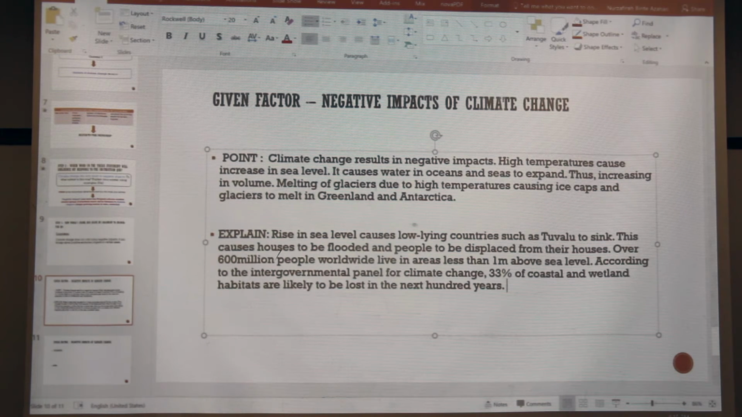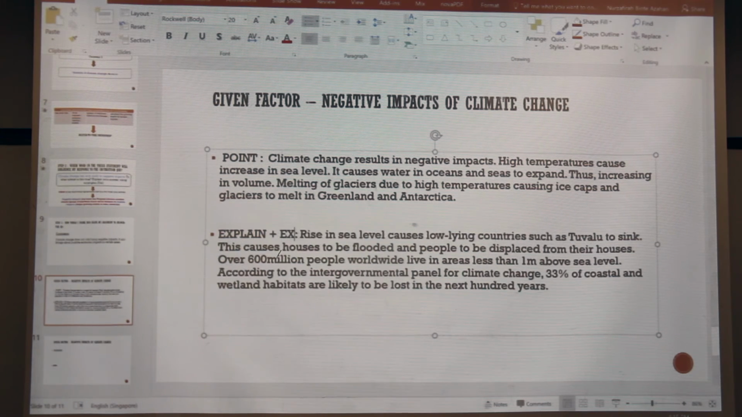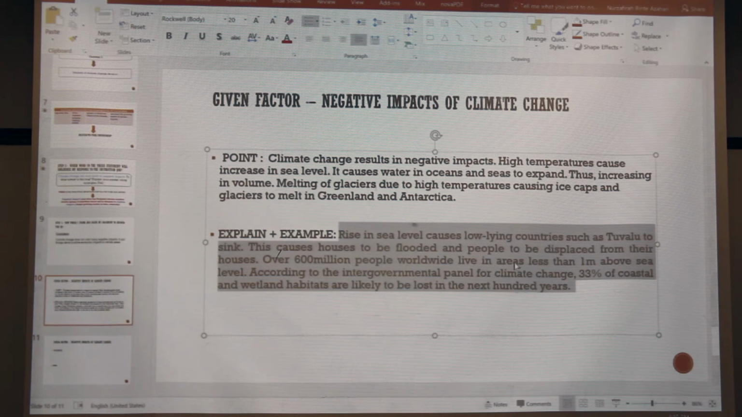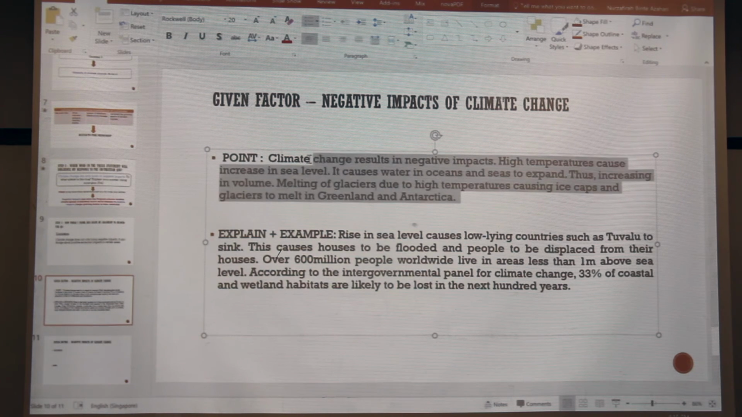Okay, so this one, explanation plus example, it is okay to put them together. If it makes your answer more sound, more logical, it is fine.